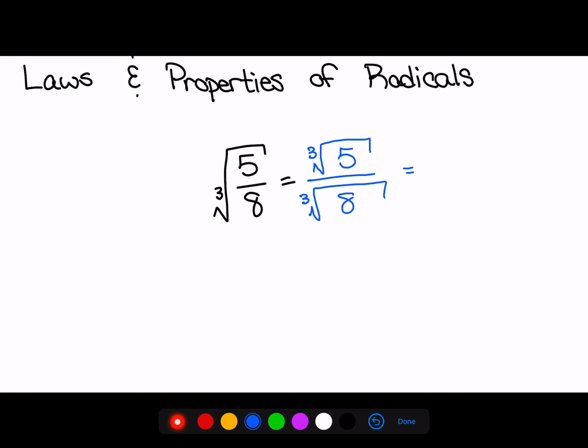Now, we want to simplify these all the way. I'm not going to simplify the cube root of 5 because that'll give me a very small number, probably an irrational for us. Cube root of 8, though, well, what number multiplied by itself 3 times will turn into 8? Let's start. 1 times 1 times 1 is 1. 2 times 2 times 2, well, 2 times 2 is 4, times 2 is 8. So therefore, the cube root of 8 is equal to 2. So this is the cube root of 5 over 2.